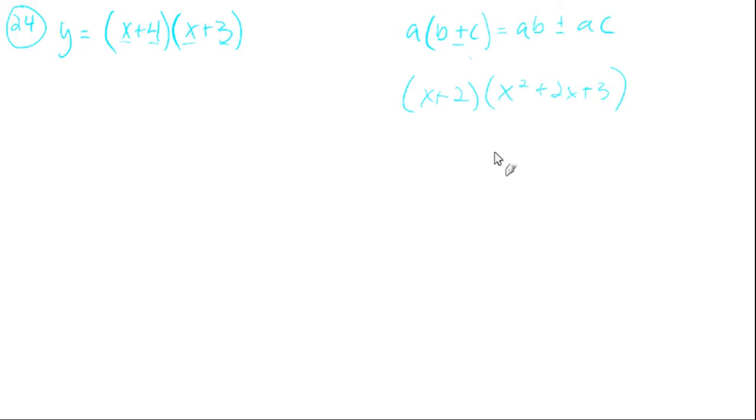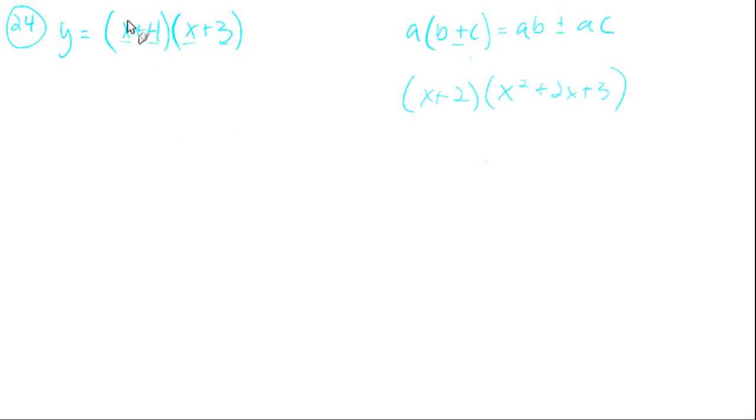FOIL stands for first, inside, outside, last, or first, outside, inside, last. And if you just do those steps, you will miss some of the steps that you need to follow. So that's why I'm encouraging us to move away from FOIL and just think distributive law. So we'll distribute x to everything and then 4 to everything.